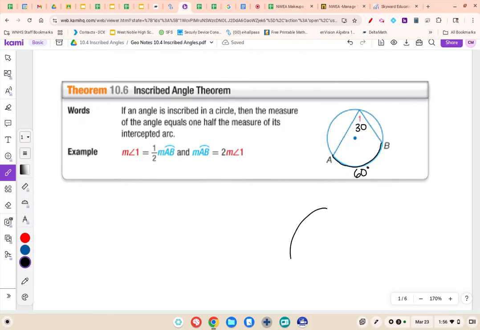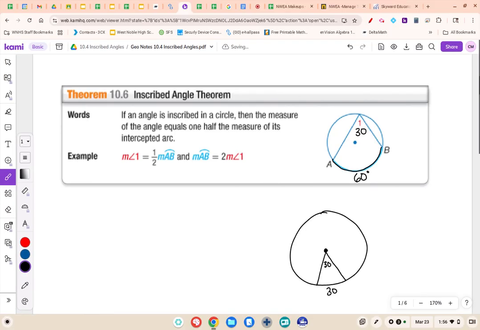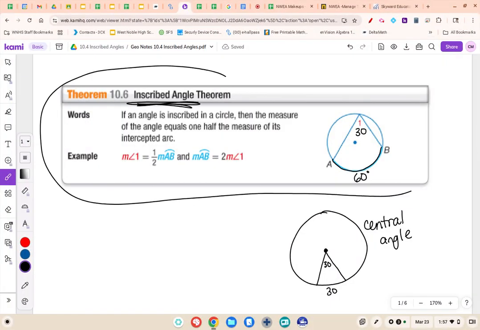Okay, this is different than our central angle that we saw last week. If this was 30, the central angle, then our arc was 30. Okay, so this is central angle, which is different than our inscribed angle. And this is what we are looking at specifically today.